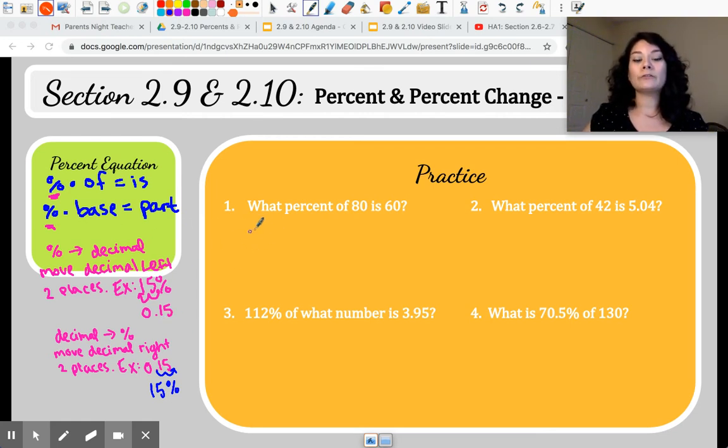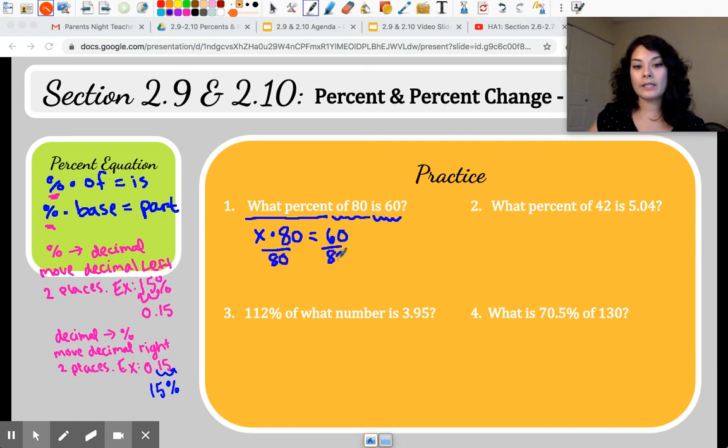So let's take a look at the first one. It says, what percent of 80 is 60? So the percent is what I'm looking for. So that's going to be my variable in my equation. I know that the of value is 80. So this x gets multiplied with 80. And then is 60. So that's my is value. It's a one-step equation, so I can solve it by dividing by 80.